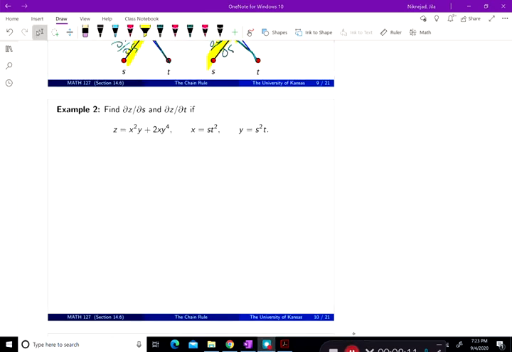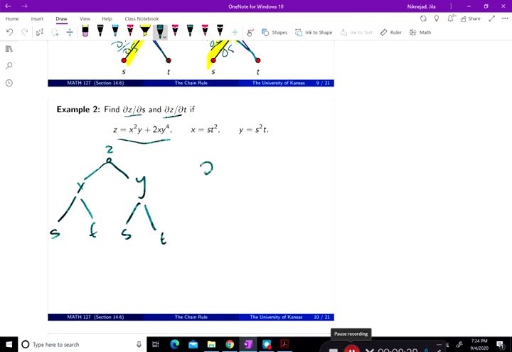So let's do an example. Find the partial of z with respect to s and partial of z with respect to t if z is x squared y plus 2xy squared, and x is st squared, and y is s squared t. So how do we go? Partial, start with z, going down x and y, then going down s and t.